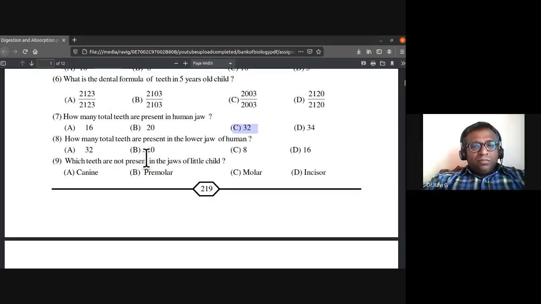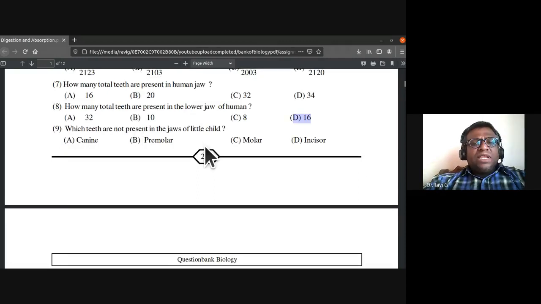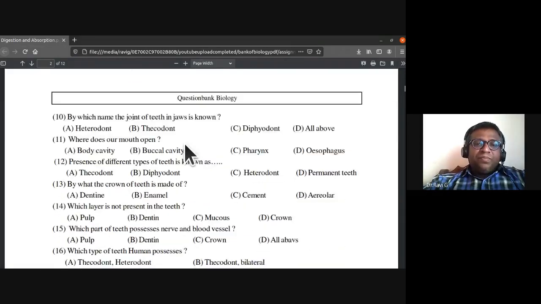So how many total teeth are present in the lower jaw of a human? It will be 16. So in humans, we are talking about adults, it is 16 teeth. Which teeth are not present in the jaws of a little child? Canine, premolar, molar, incisor. Completely not present is premolar, 2102. The 0 is premolar, it is not there. So they are not present in the jaws of a little child.